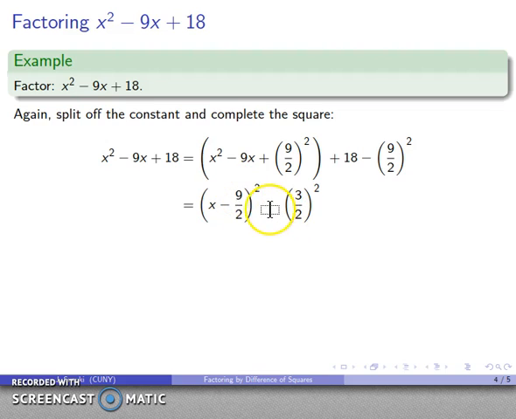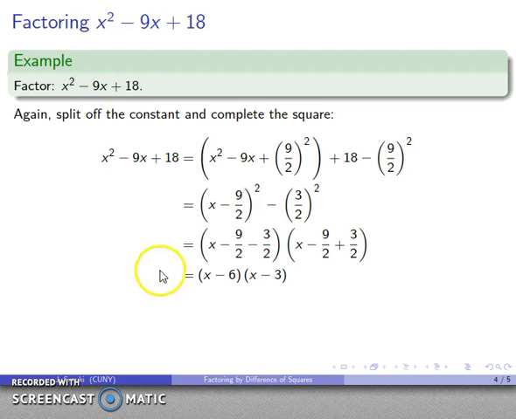Excellent. I now have a difference of perfect squares, and I can factor that as one minus the other, one plus the other. And again, there's a little bit of arithmetic we have to do at the end. 9 halves minus 3 halves, that's minus 6. Minus 9 halves plus 3 halves, that's going to be minus 3, and there's our factorization.